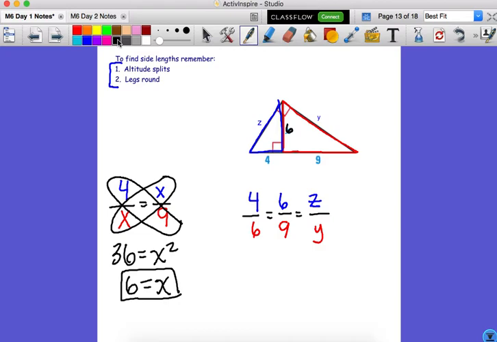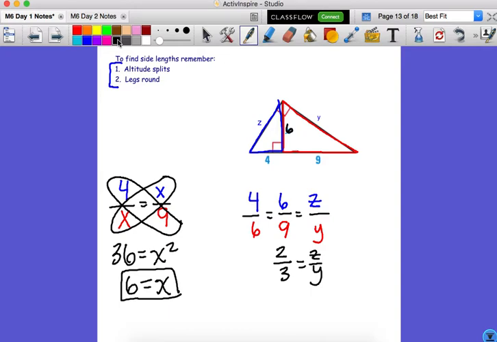And this time, I really just have more information than I need, right? The first two ratios are both going to simplify to 2/3. So if I wanted to, I could rewrite that as 2/3 equals z over y. And I'm going to cross multiply. When I do that, though, I'm going to end up with two variables, right? So in this case, there's just not enough information.